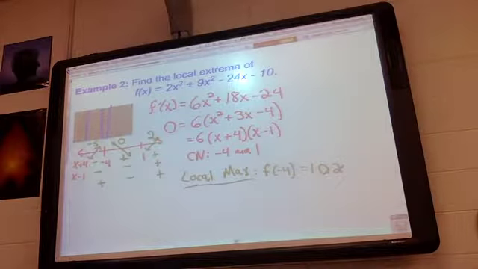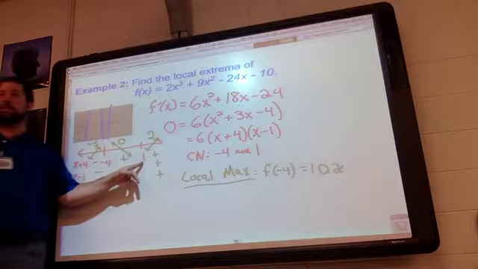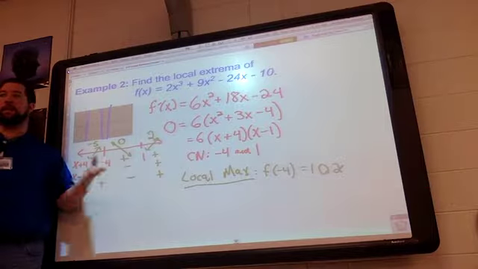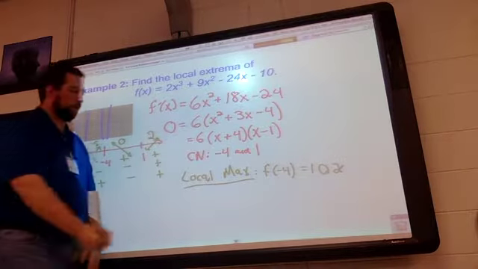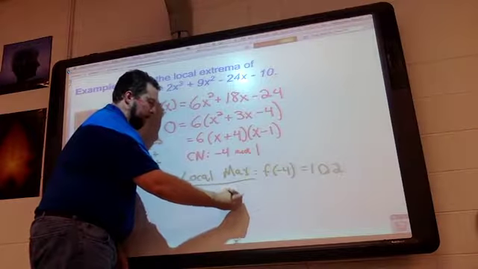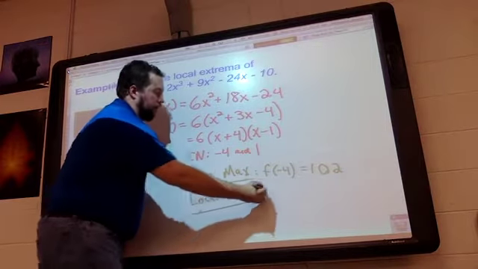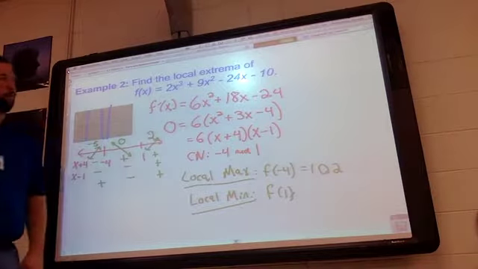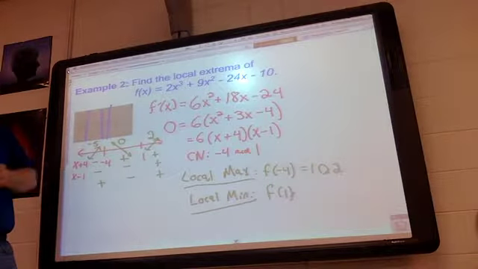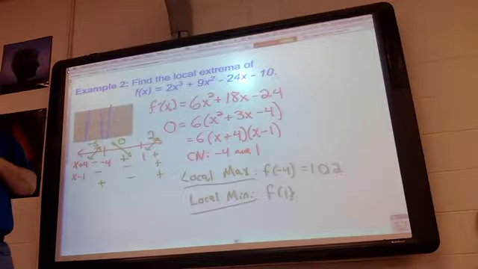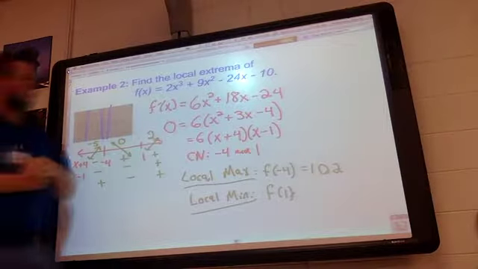All right, what happens at +1? It's a local min, because it goes from decreasing to increasing. So we have a local min, which is f of 1, which should be easier to do. 2 plus 9 is 11. 11 minus 24 is -13. -13 minus 10 is what? -23.